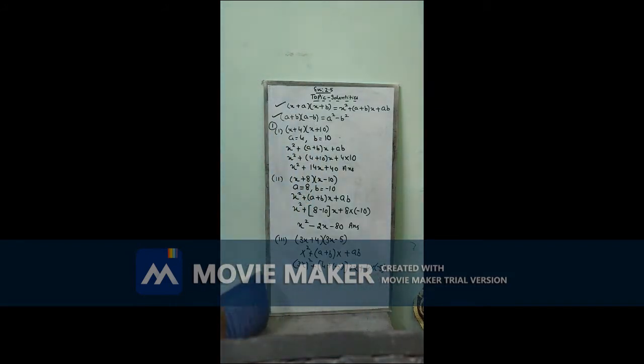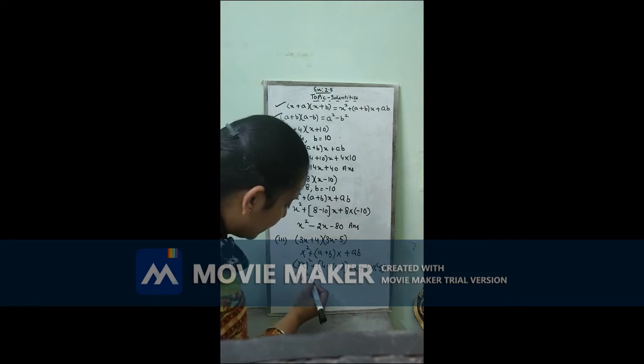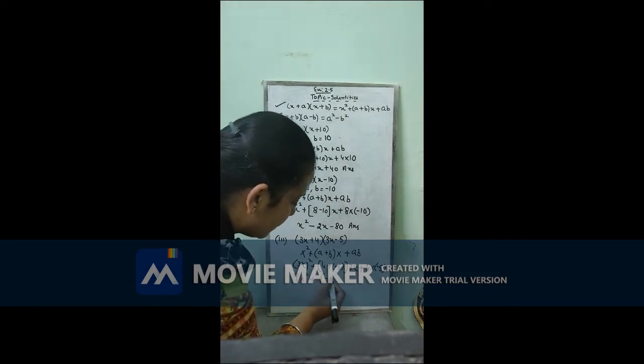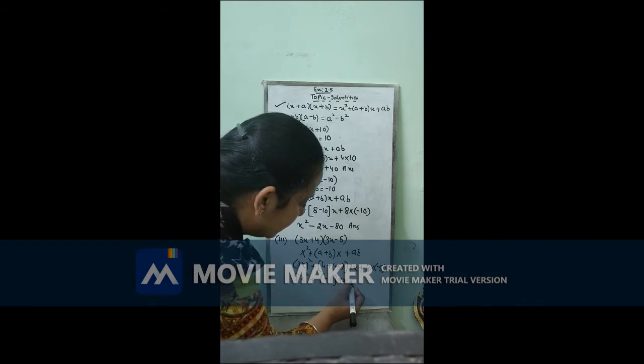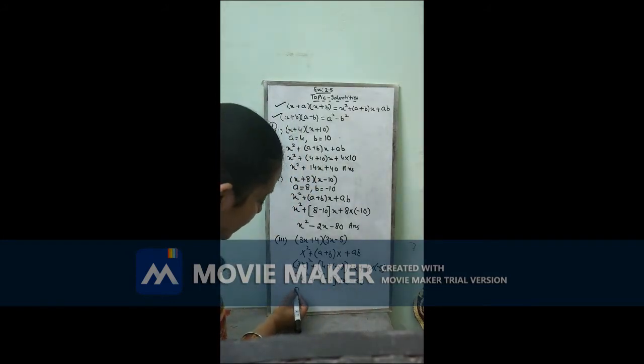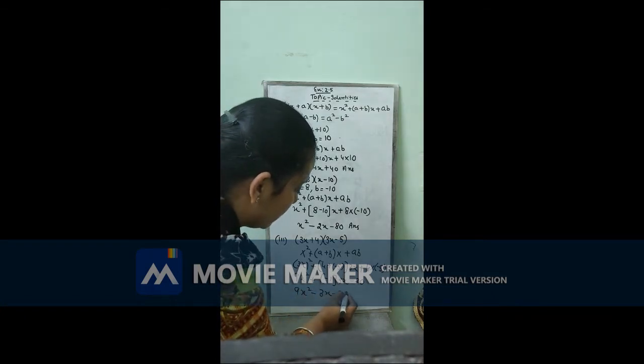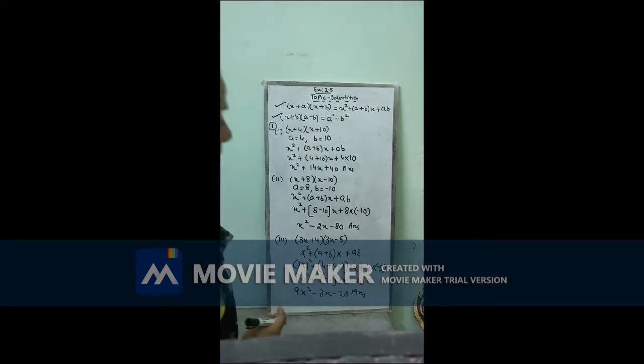What will be the answer? Answer is 9x square plus (minus minus minus 1) into 3x plus (minus minus) 4 5 are 20. So your answer will be 9x square minus 3x minus 20. That's all. Now give a proper review of these three parts of sum number 1 for 1 minute.